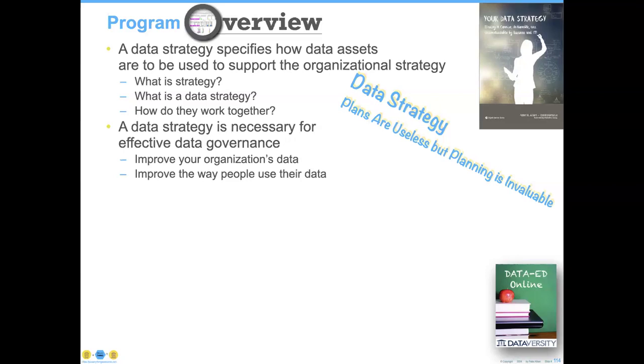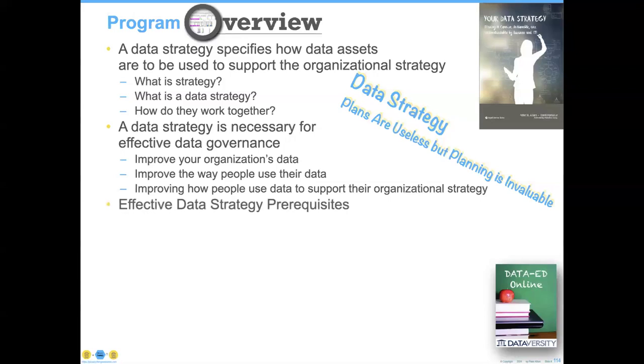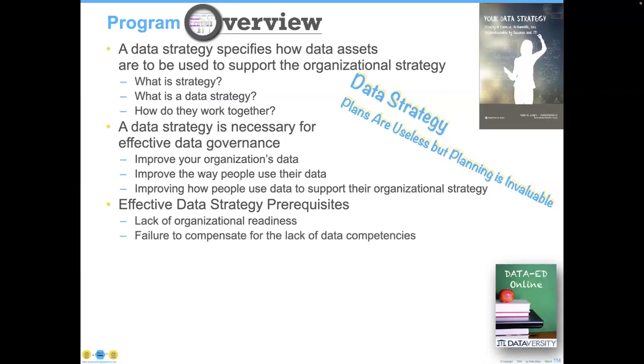And that has to be part of your data strategy in order to work effectively on this, because only by improving your data and improving the way people use that data can you have people using the data to support the organizational strategy. The first two are necessary prerequisites to the third. The data strategy prerequisites also indicate that a lot of organizations are unable to take advantage of this because they cannot overcome the lack of data competencies that they have. They don't have the organization ready. They have many of the 7 deadly data sins still operational within their organization.